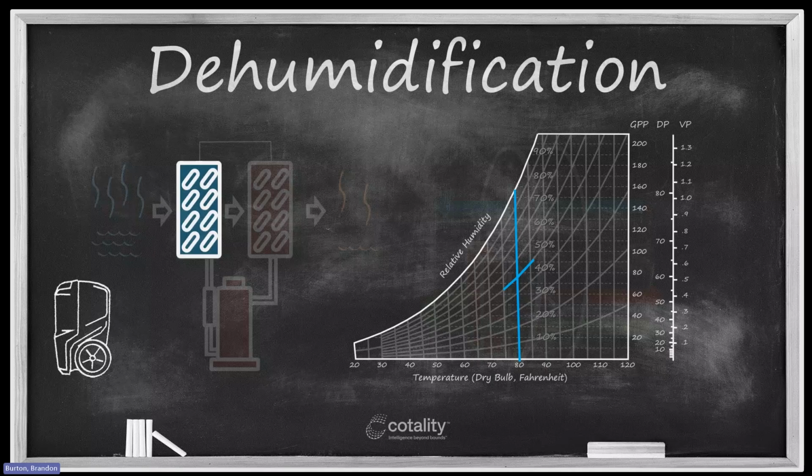What the refrigerant dehumidifier has to do is cool this air down below its dew point. So let's add a line here, this dotted yellow line going across that intersection on my psychrometric chart. If you look to the right, under the column that says DP, which stands for dew point, the dew point of that air is 60 degrees Fahrenheit.